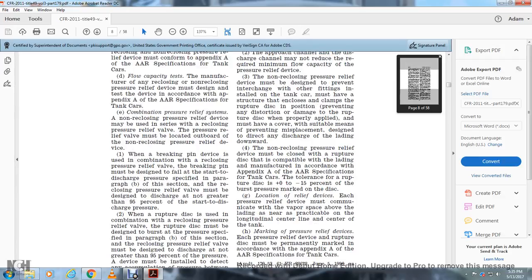4. The non-reclosing pressure relief device must be closed with a rupture disc with compatibility with the lading, by the manufacturer, in accordance with Appendix A of the AAR specification for tank cars. The tolerance for the rupture disc is plus 0 to negative 15% of the burst pressure marked on the disc.